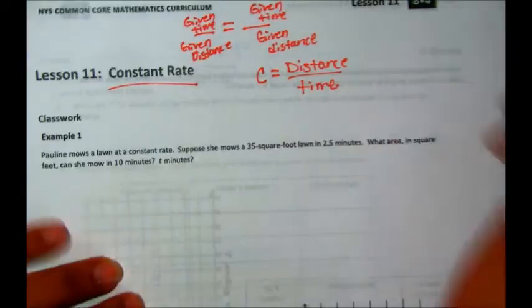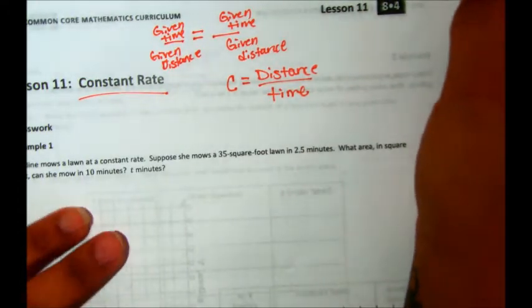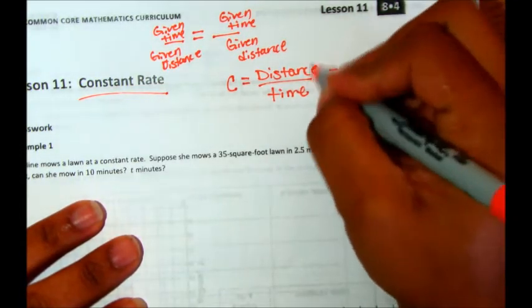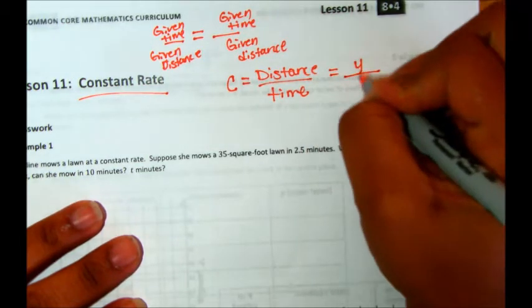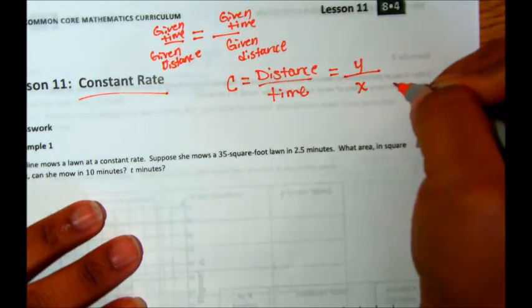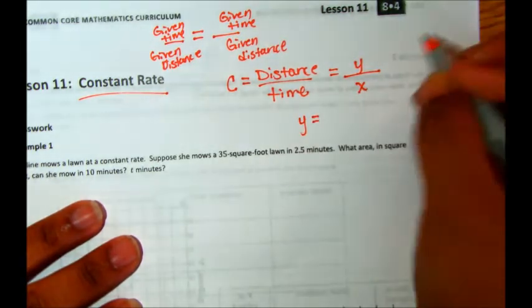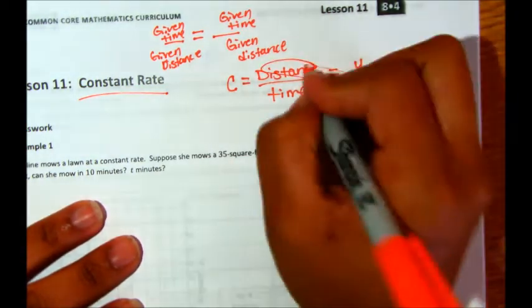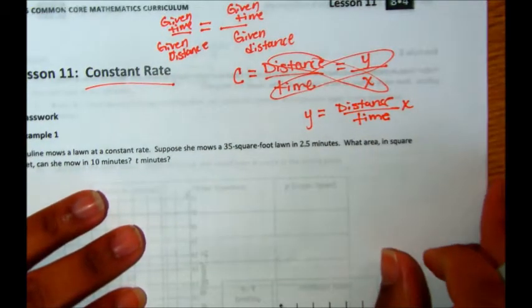Oh, don't forget, whenever we want to write a linear equation in two variables, we want to set our given distance and time equal to the variable y, which corresponds to distance, and x, which corresponds to time. Then we want to make sure that we isolate our y. So we're always going to get that y is going to be equal to distance over time x.